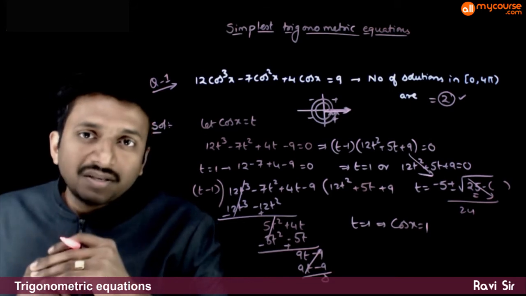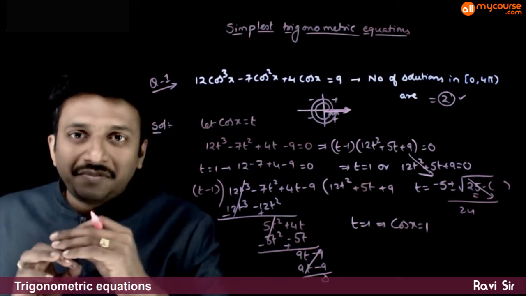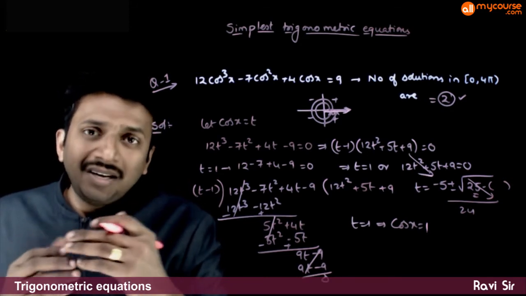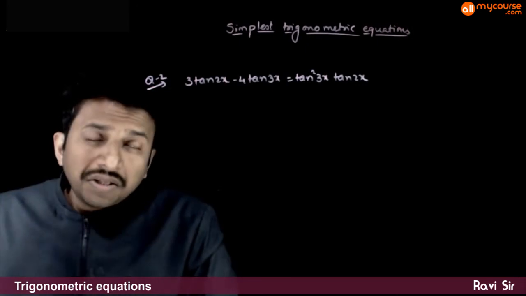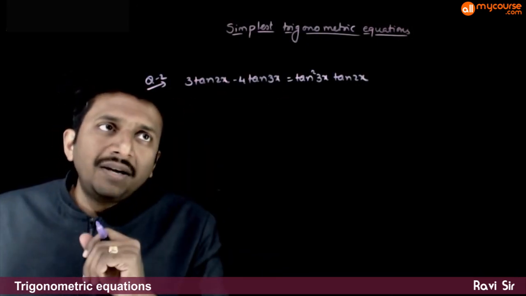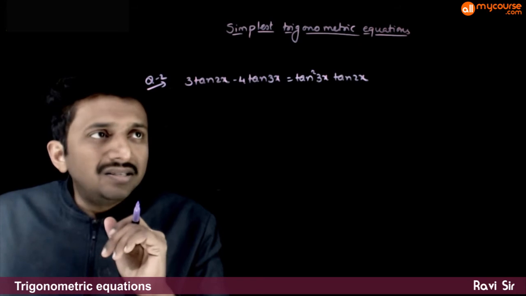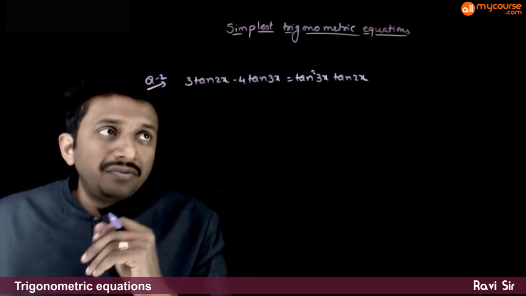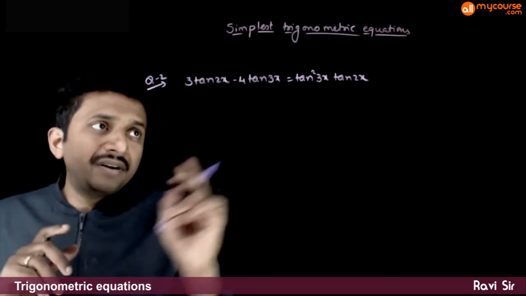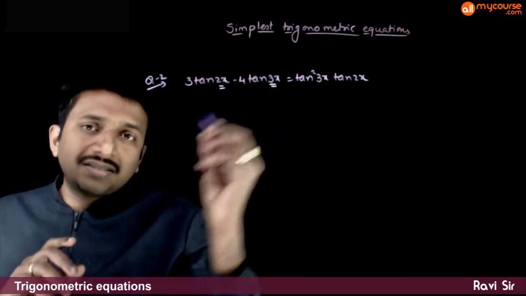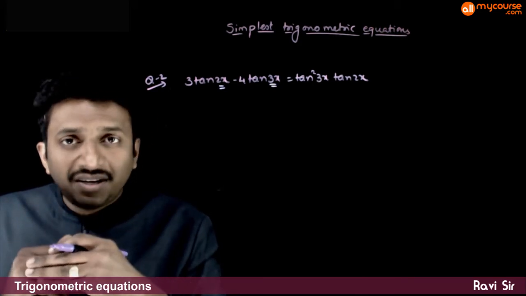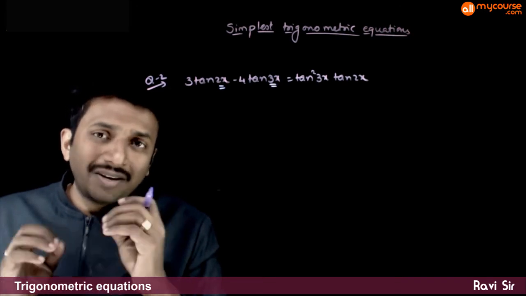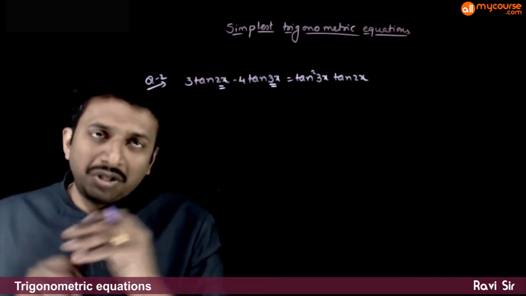So I hope you have understood this concept of factorization, and this will be used if you have a higher degree trigonometric equation. So in this question, you are asked to solve this equation: 3 tan 2x minus 4 tan 3x is equal to tan square 3x into tan 2x. If you observe this equation, it is made up of tan 2x and tan 3x. Now, how do we analyze this? What I try to do is factorize this equation.